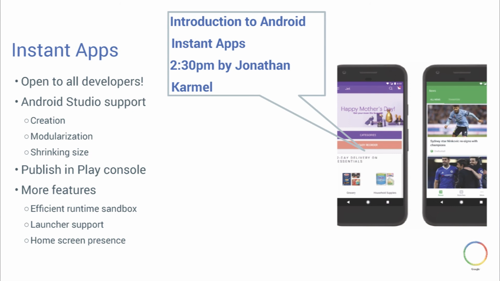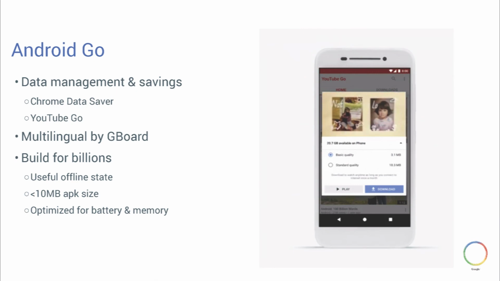For addressing the emerging market, we announced Android Go at I/O. And for these new types of devices, we offer data management and savings for all the first-party apps, Google apps, and we also make a new experience for our users in emerging markets. If your application also targets emerging markets, I highly encourage you to look at our Build for Billions documentation. Some key takeaways are that you should make your apps useful offline, and also try to keep the APK size to 10 megabytes or smaller.